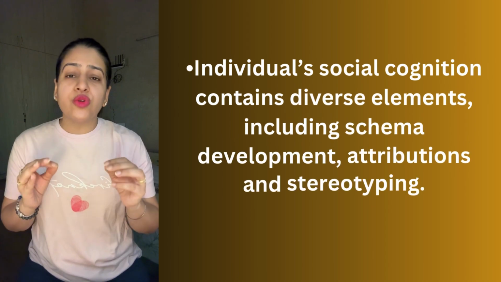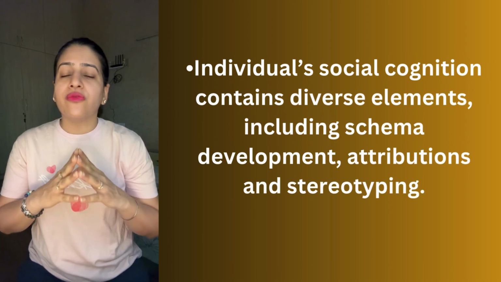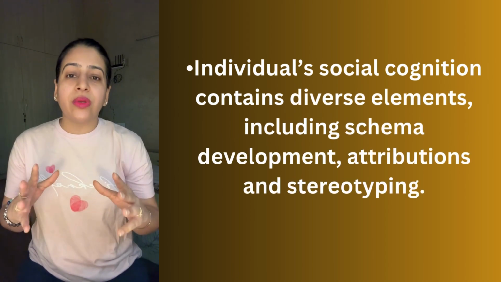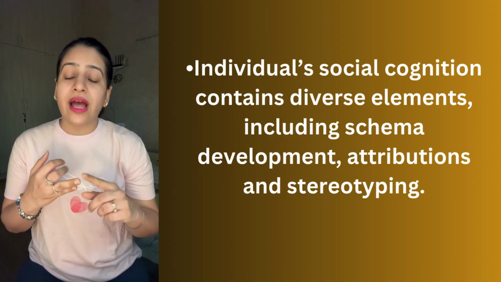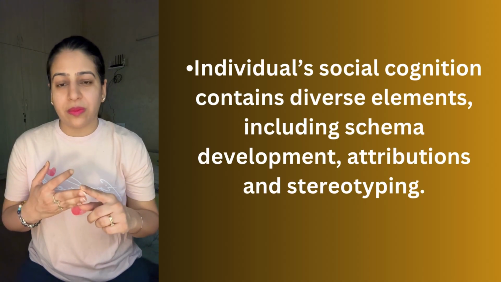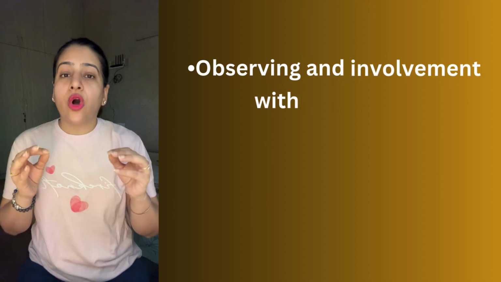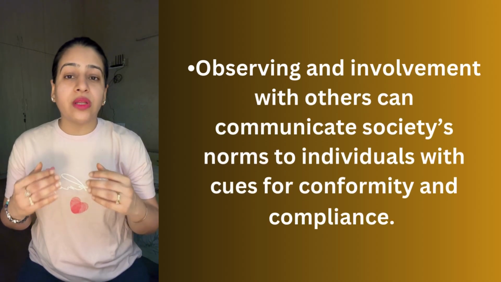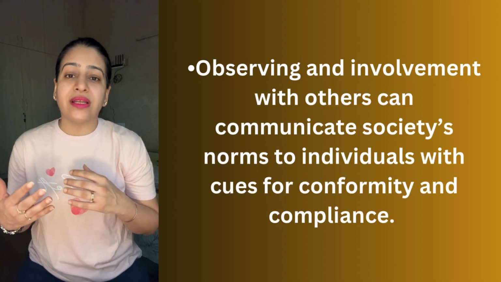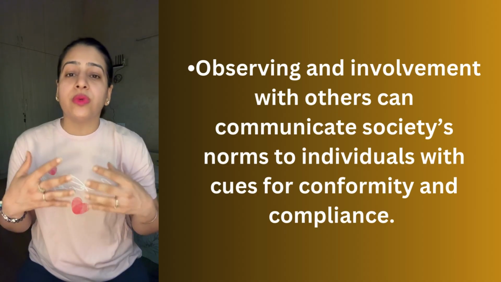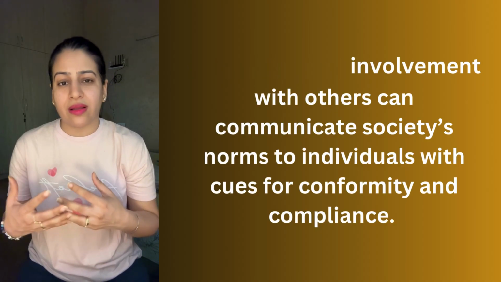Second, individual social cognition consists of various elements, including schema development, attributions, and stereotyping. Third, observing and involvement with others can communicate society's norms to individuals with cues and conformity and compliance.